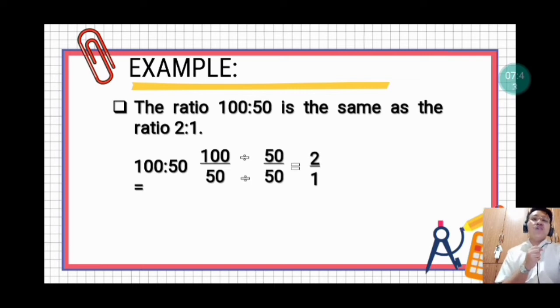So 2 over 1 is in a fraction form, so we need to convert it into ratio. So the numerator will be our antecedent and the denominator will be our consequent. Okay? So this would give us an answer of 2:1. Okay?